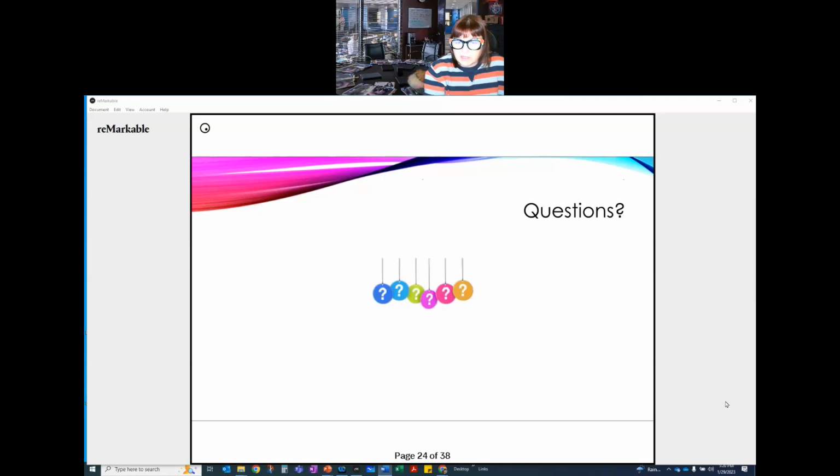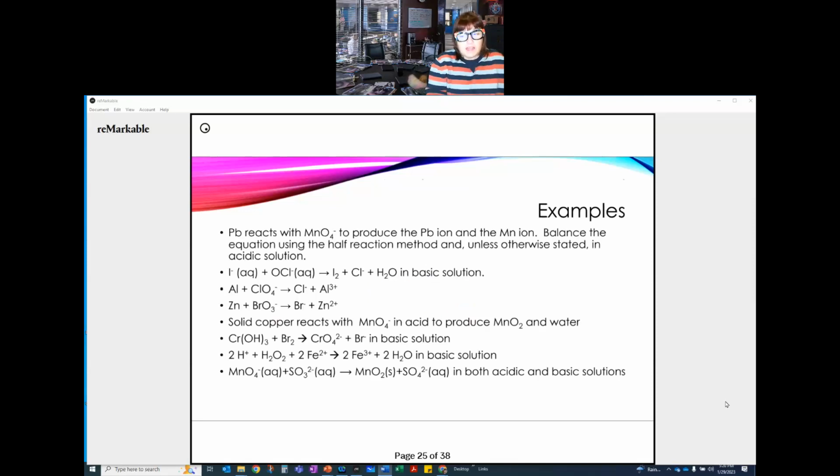So, questions, comments, problems? Again, I hope not. I have more examples, and these are more examples that I would like to work with you guys. Pb reacts with MnO4 minus to produce the Pb ion and the Mn ion. Balance the equation using the half reaction method in acidic solution.